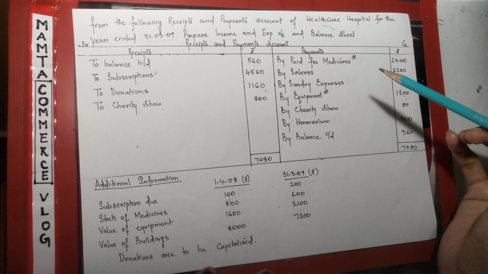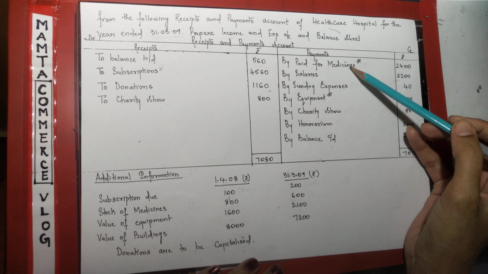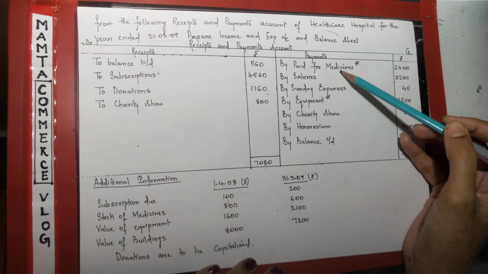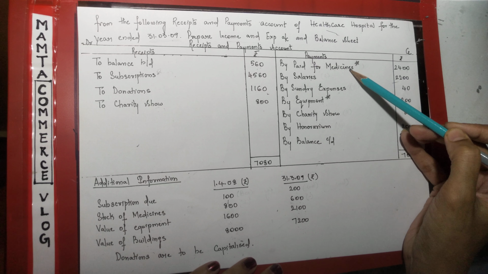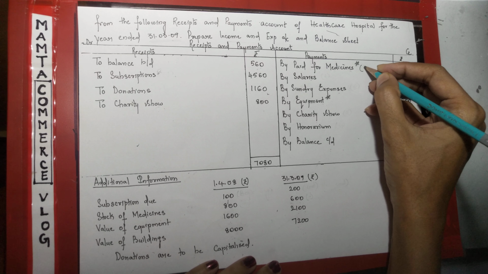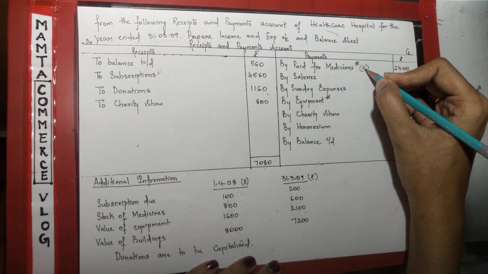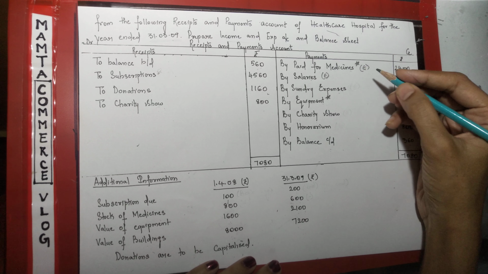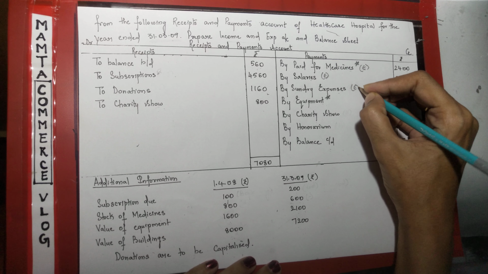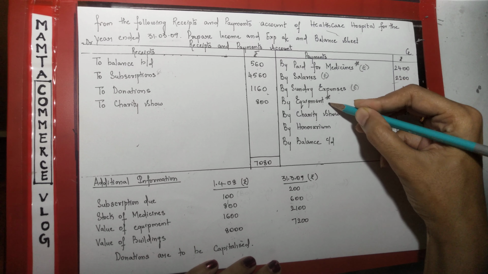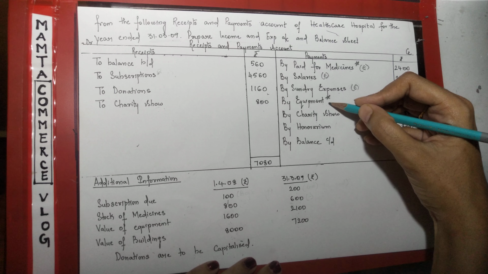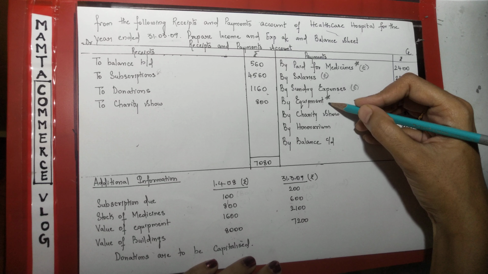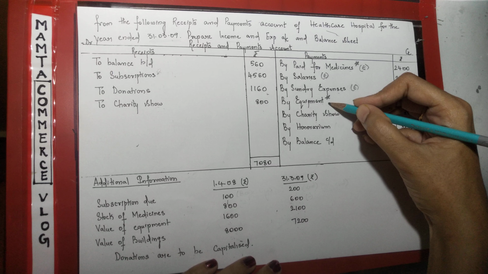We will first understand the payment side. On the payment side, the first point is talking about paid for medicine. So this is to be written on the expenditure side. So this is an expense to us. And then we have salaries. Salaries is also an expenditure. Sundry expenses, expenses. Equipment is an asset. So we will write the value of equipment on the asset side, and if we get any profit or loss, that is to be written on the income and expenditure account.